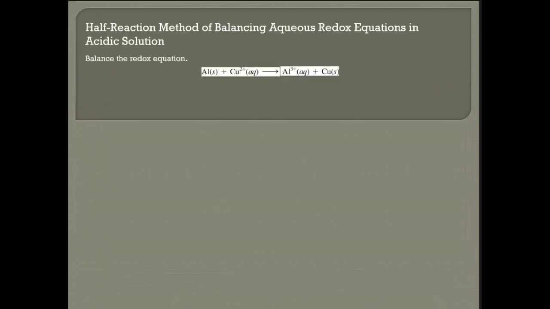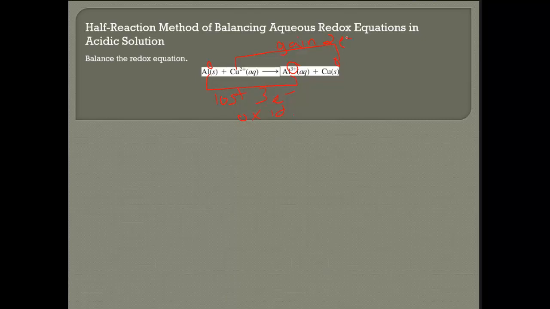Alright, so let's do this again. We have aluminum and copper reacting together. Let's figure out what the charges are first. Aluminum, since it's a metal by itself, is just 0, going to a +3. In this process, it lost 3 electrons. That means it was oxidized. Lose electrons, oxidized. Copper is going from a +2 to a 0. It gained 2 electrons in this process. Gain electrons, reduced. So the copper is being reduced.